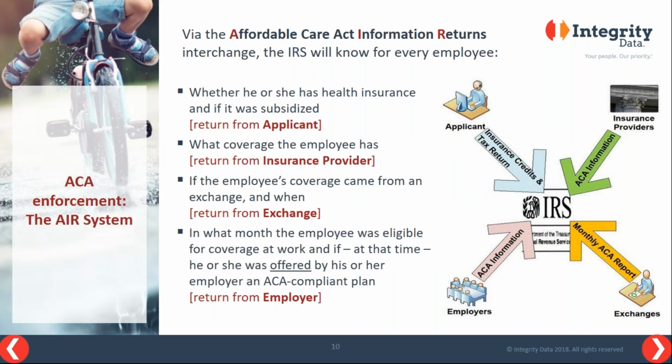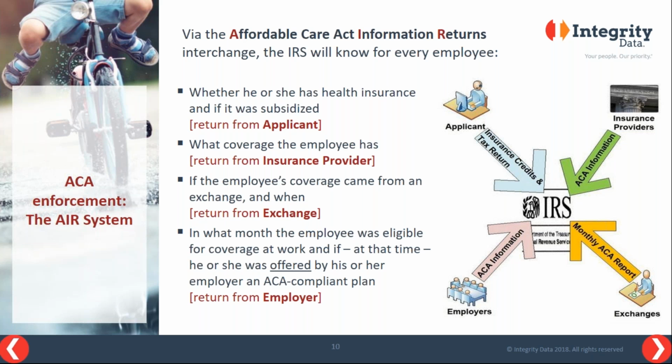So if you're wondering whether the IRS will really hold you to all of this reporting, you really need to stop wondering because they are ready to hold you accountable. To facilitate the data collection in order to monitor both the individual and employer compliance, the IRS has created the AIR system, Affordable Care Act Information Returns.